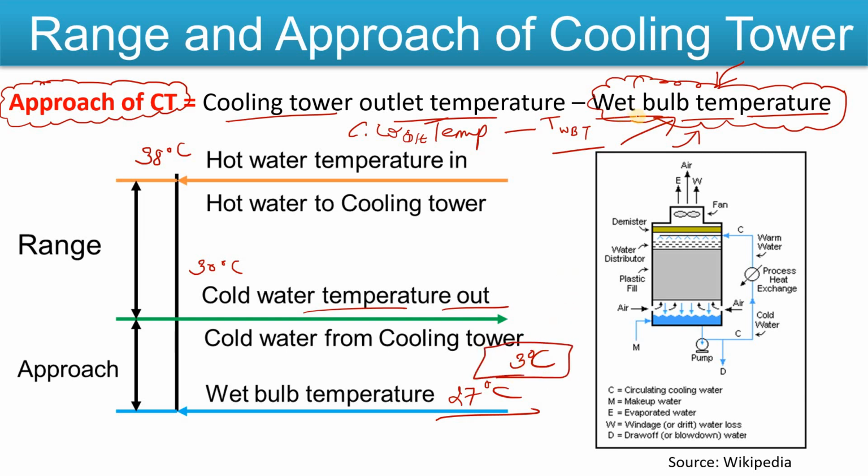So what is the significance of the wet bulb temperature here? The wet bulb temperature tells you that you cannot go below 27 degrees Celsius, meaning your cooling water cannot cool down below 27 degrees Celsius. Okay, this is the significance of the wet bulb temperature while designing a heat exchanger like a cooling tower. Are you getting my point?